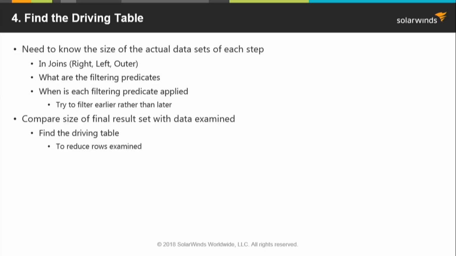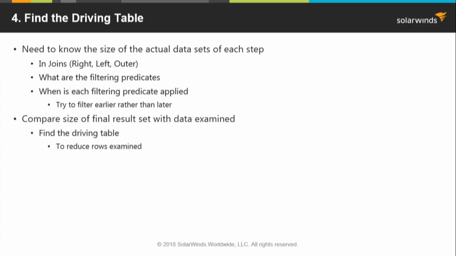Step number 4, find the driving table. And what I mean by this is I want to read the least amount of data first with that query, and then fill in the select part of the query. I don't want to read all the data in all the tables and throw them all out at the end. That's just wasted work. So if I can find the most selective table, and I can drive with that, then I've already done my tuning.